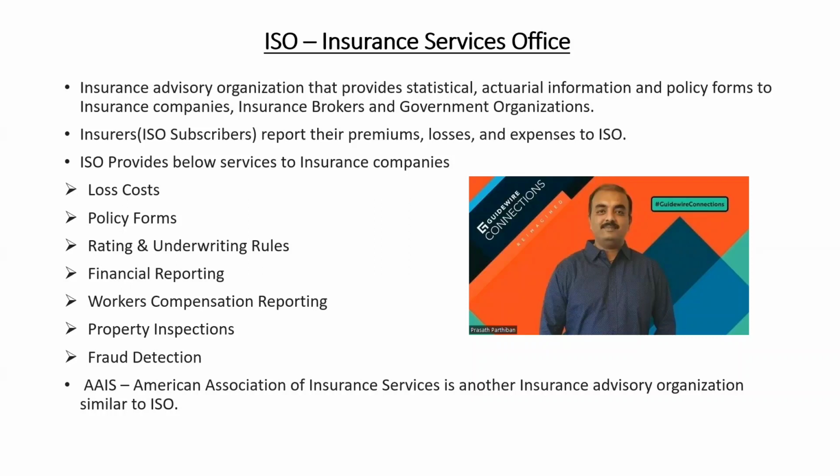Second part is actuarials. Like we know the actuarials are a separate team who does this predictive analytics. They look at the past history and determine what will be the future probability for a loss. So those kinds of information mostly come from ISO.